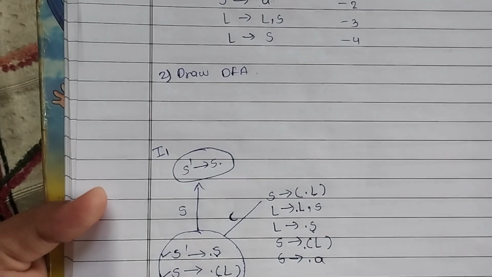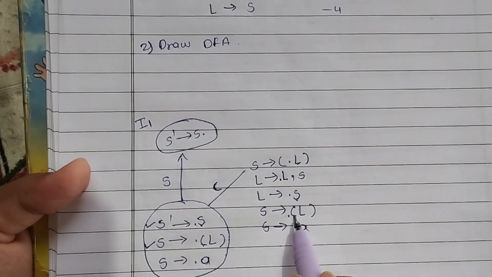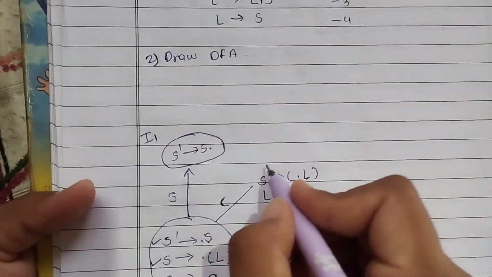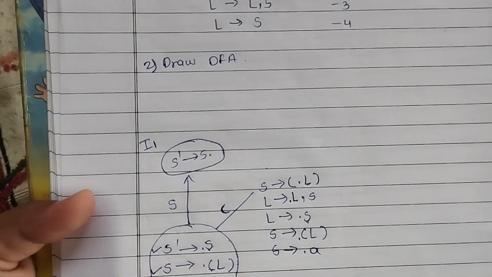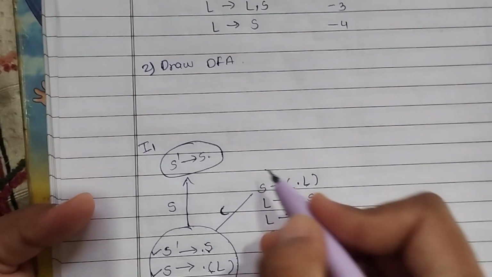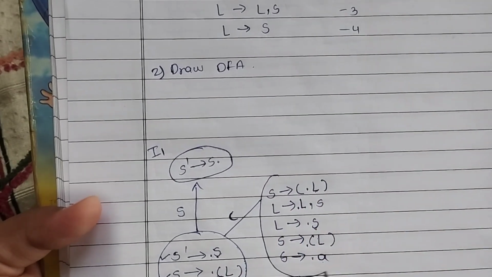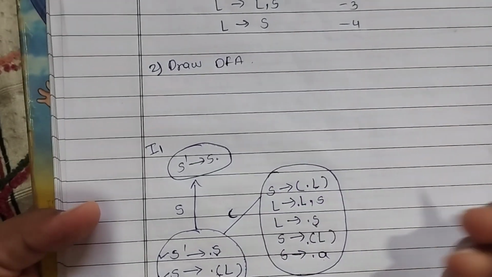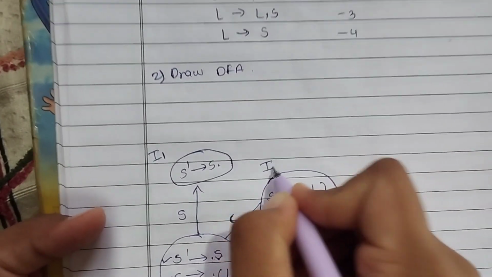Now do we write anything further? No, because this is a terminal, this is also a terminal. So this is our final state. We write it here, and this is our I2 state.